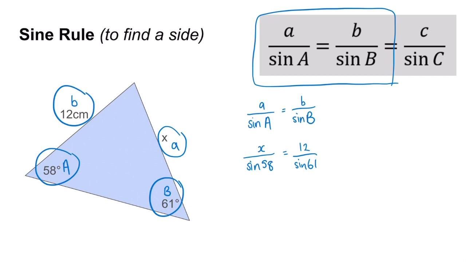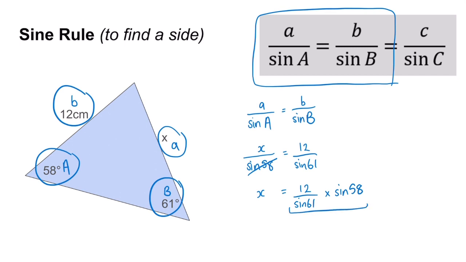Now I'm wanting to find what that side length x is. At the moment, on the left side of my equation, I have x divided by sine 58. I don't want that sine 58 there, so how do I undo divide sine 58? I have to times by sine 58. So it will look like this. When I times it, that cancels out over there, and it appears as a times sine 58 on the other side.